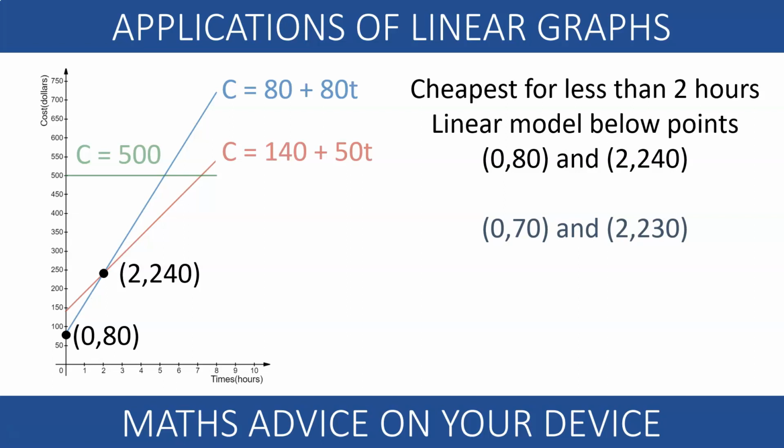Notice that the cost per hour will be the same, as the new line is parallel to the blue line, so they both have gradient 80. We should charge Batman according to the equation C equals 70 plus 80t for t between 0 and 2.